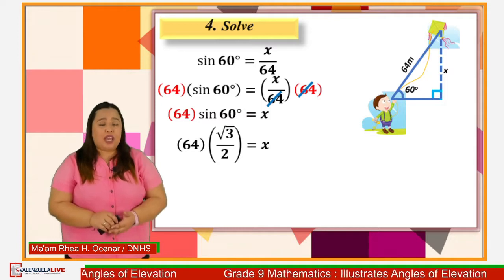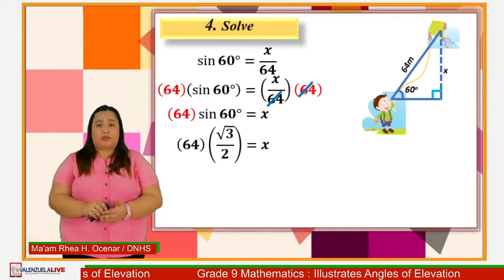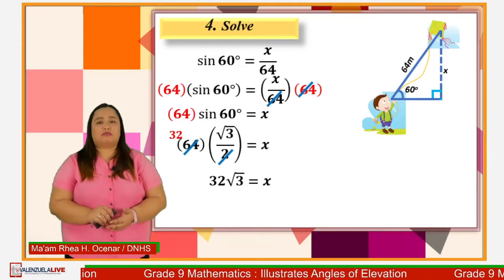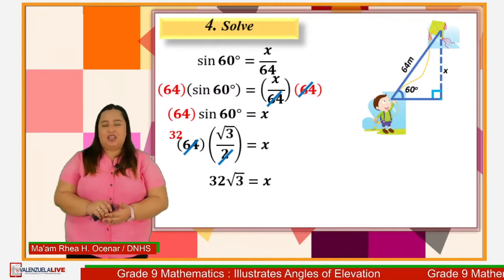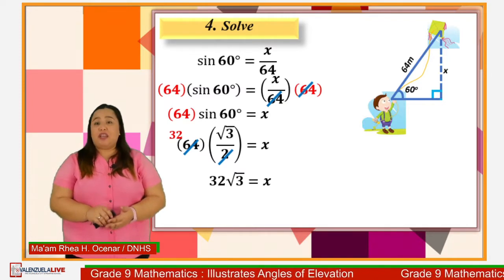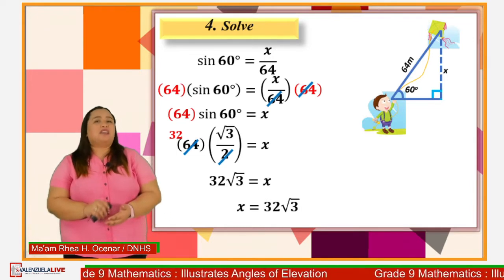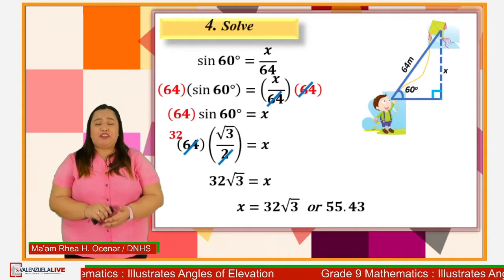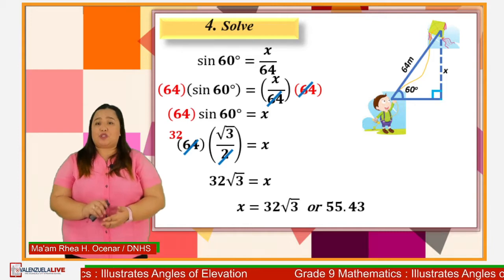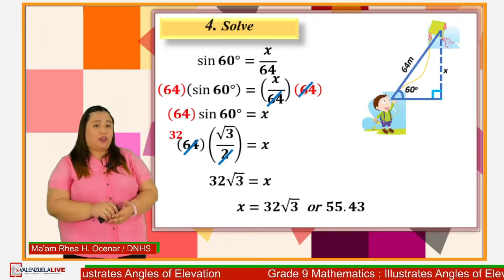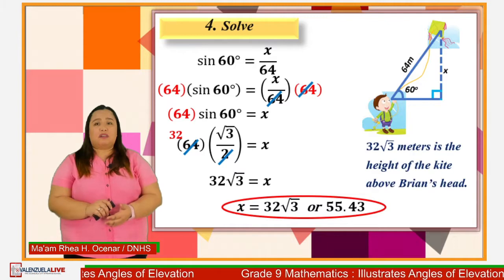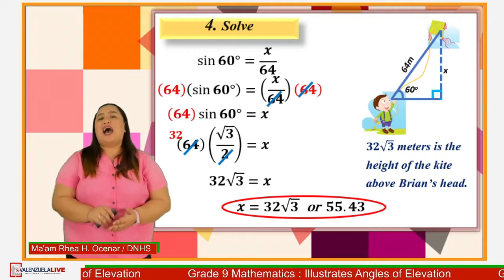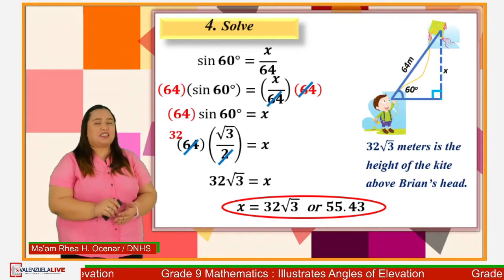Multiply 64 and square root of 3 over 2. I will use the elimination method and we have 32 square root of 3 is equal to x. By symmetric property, we have x is equal to 32 square root of 3 or 55.43 if you will solve it using your calculator. Therefore, 32 square root of 3 meters or 55.43 meters, the height of the kite above Brian's head.